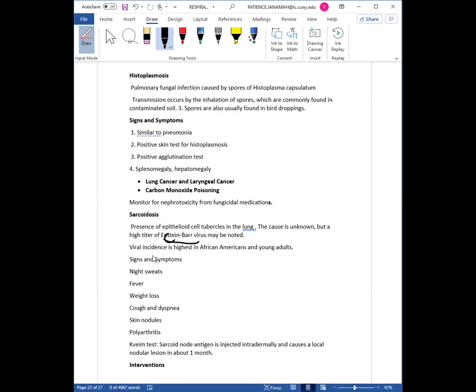Now, viral incidence is highest in African American adults and young adults.